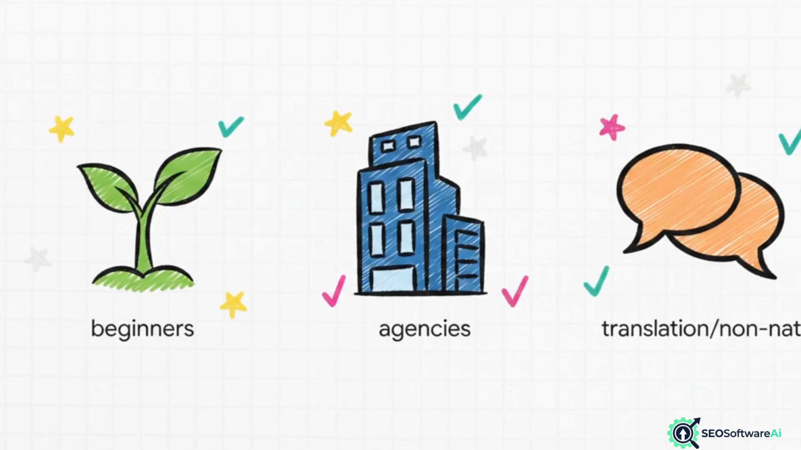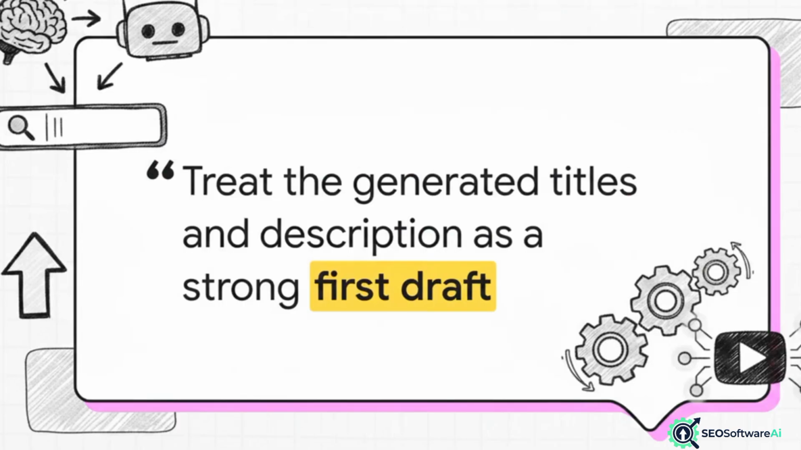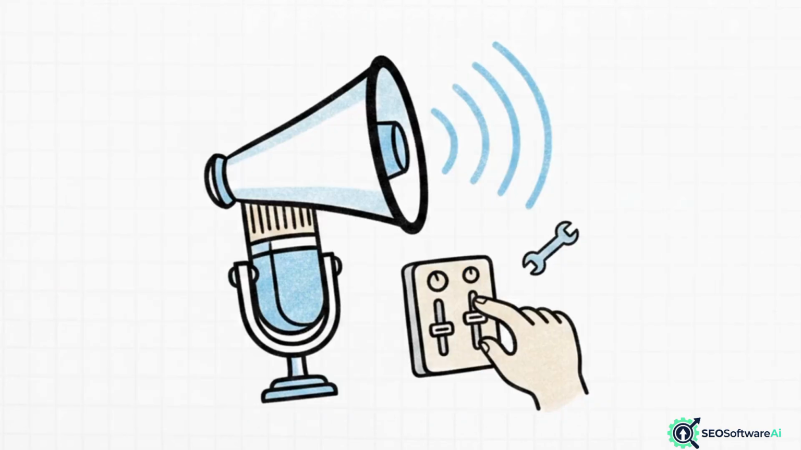So who's this for? Honestly, everyone from beginners to agencies, and especially non-native speakers needing natural English phrasing. But here's a crucial tip. Treat the AI's output as a really strong first draft, doing the heavy lifting. Then, just tweak a word or two so it perfectly matches your channel's unique, authentic, personal voice.